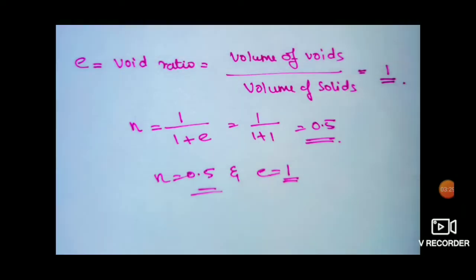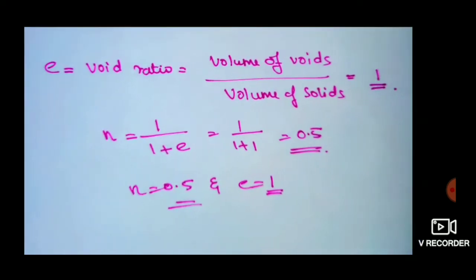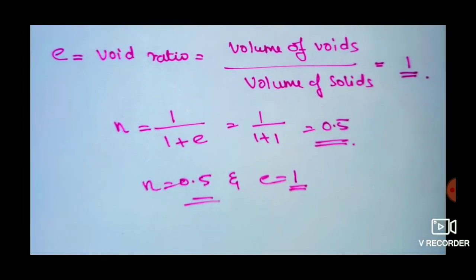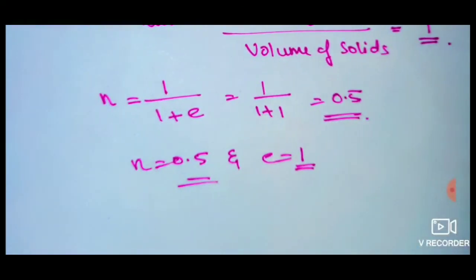Here void ratio equal to volume of voids divided by volume of solids. Here it is given that volume of void is equal to volume of solids. So void ratio will be 1. Next, porosity is nothing but n equal to 1 by 1 plus e. So we will get porosity as 0.5. So here answer is porosity equal to 0.5 and void ratio equal to 1. Here option C is correct. Porosity 0.5 and void ratio 1.